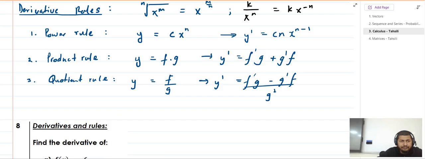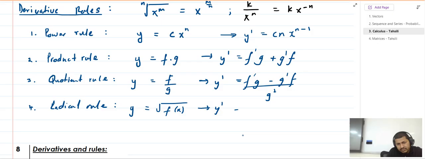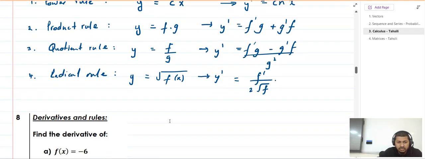There's one more, which is derived from the chain rule, and you just need to know the formula. The next one is a radical rule, especially for the square root. If I have the square root of f of x, the derivative is f prime over 2 root f. Find the derivative, put it on the numerator, and 2 square root f in the denominator. That's a radical rule, only with the square root, not with the cube root. Now let us look at these problems.